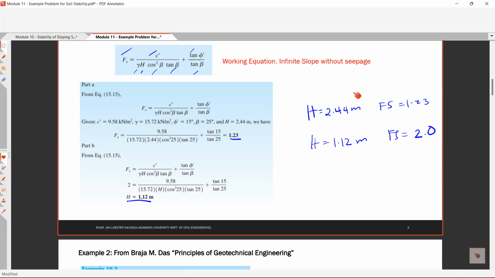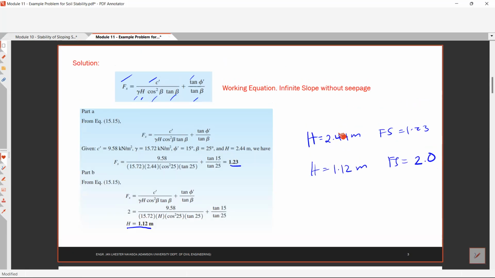Okay, so what can you say about this factor of safety and the height of slope relationship? We can say that if our height increases, the factor of safety decreases. Or if our height decreases, the factor of safety increases. So if we try to graph the H and FS relationship, if we increase H, the factor of safety goes down. So therefore, we can say that this is the graph.